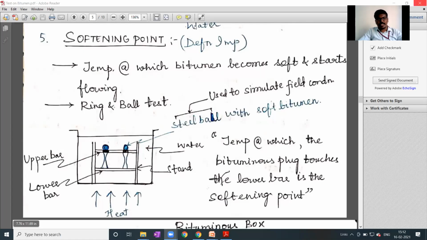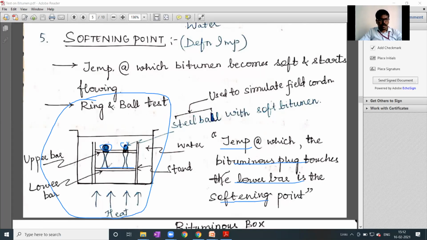And coming to the softening point, I have discussed a simple experiment where we mainly require the ring and ball apparatus. Here you can see this is the ring and ball apparatus. We need to fill the rings with bitumen, and place the ball on those rings, and those balls will sink into the bitumen and fall and touch the base plate of the stand. The temperature at which the bituminous plug touches the lower base of the stand, we need to note down; that will be the softening point, right?